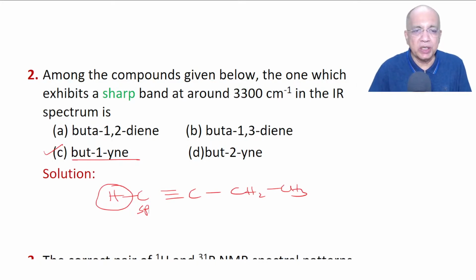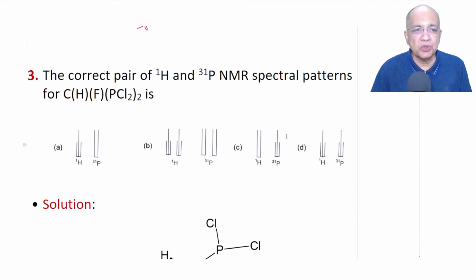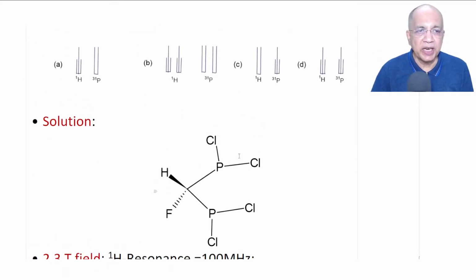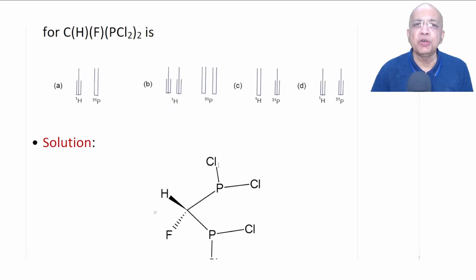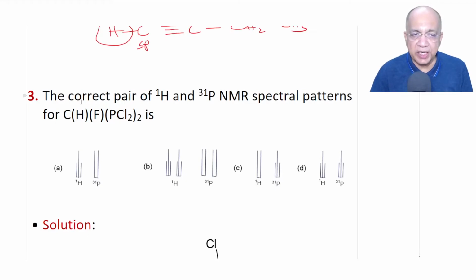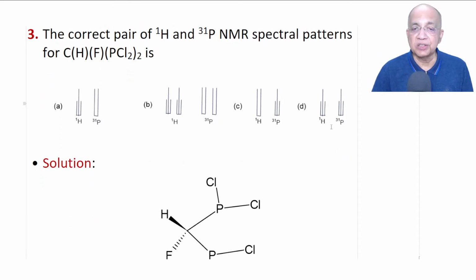So with this we go to the third one, which is very, very interesting. The third one contains three magnetic nuclei: proton, fluorine, and phosphorus. There are two phosphorus atoms. So the question says, in this compound, the correct pair of proton and 31 phosphorus NMR spectral patterns is this.